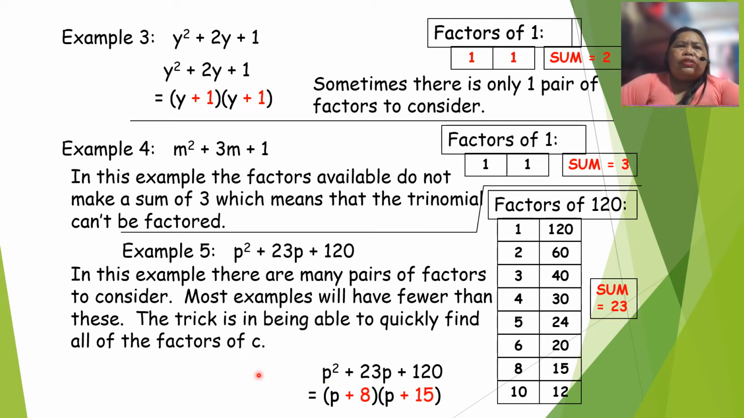Okay, so in this example, there are many pairs of factors to consider. Most examples will have fewer than this. So the trick is in being able to quickly find all the factors of c.